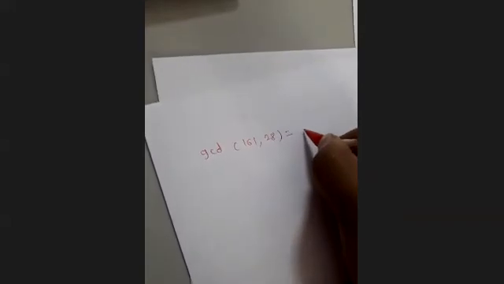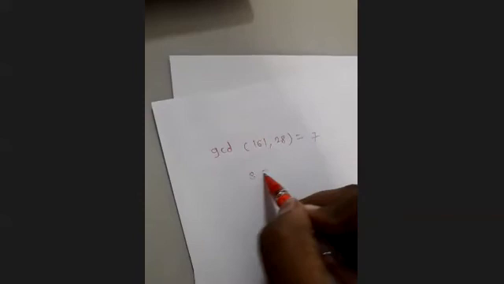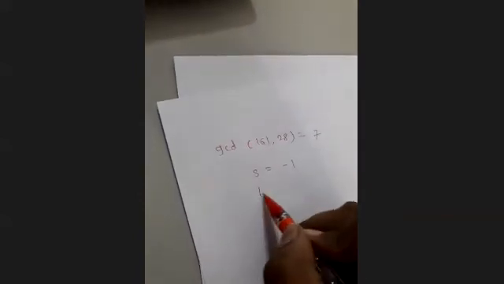Okay, so now you have the GCD. What are the values? 161 and 28. The GCD of 161 and 28 is 7, right? Then the S value is -1 and the T value is 6, which we got as S1 and T1 at the end. Fine, we have written that.